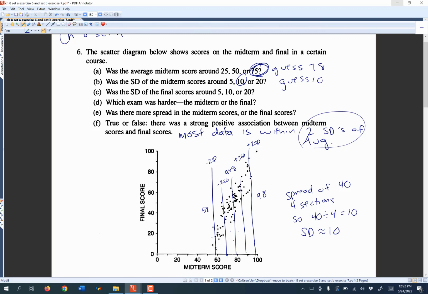Say here's the end, here's the middle, drawing your lines. If it has a total spread of 4, just divide 40 by 4. Okay, so let's erase that and try again for part C to see if we can figure it out.